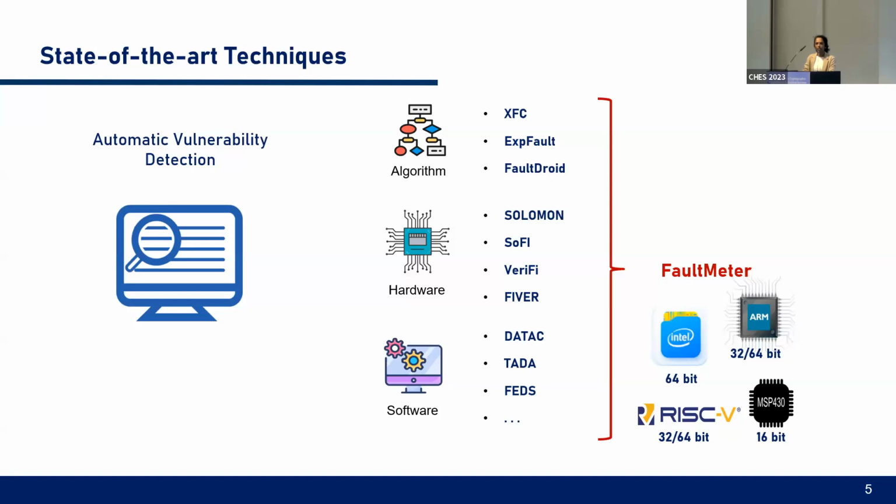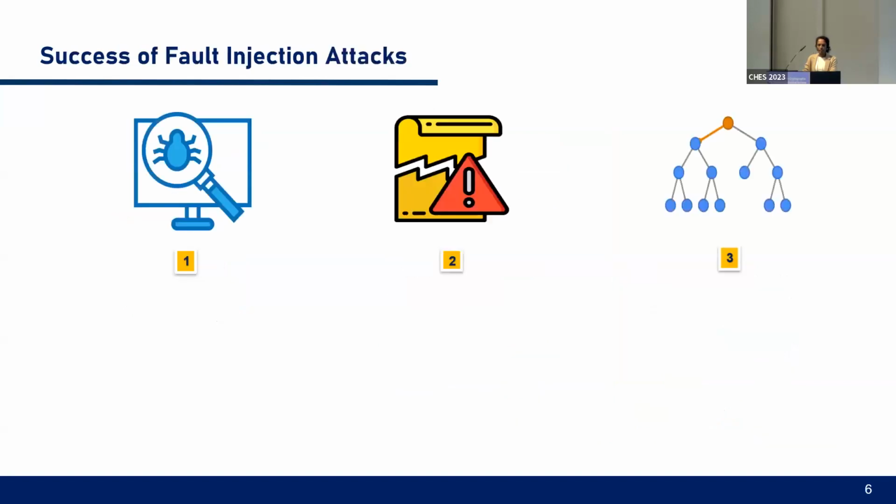So for analyzing the results based on underlying hardware, we have used 6 different hardwares from 16-bit to 64-bit and RISC and CISC architectures. So let's see the factors that I mentioned before, the 3 factors that are required for a successful fault attack.